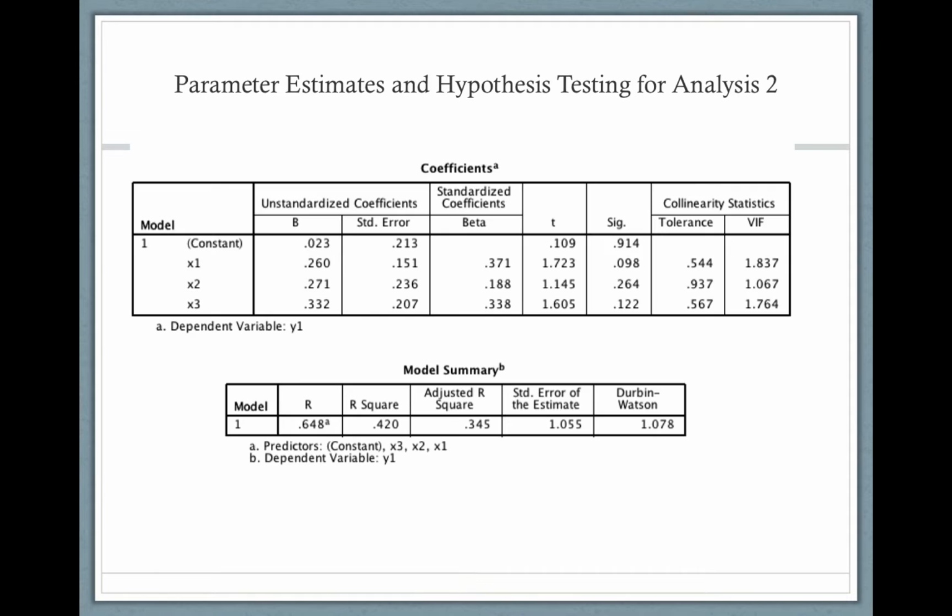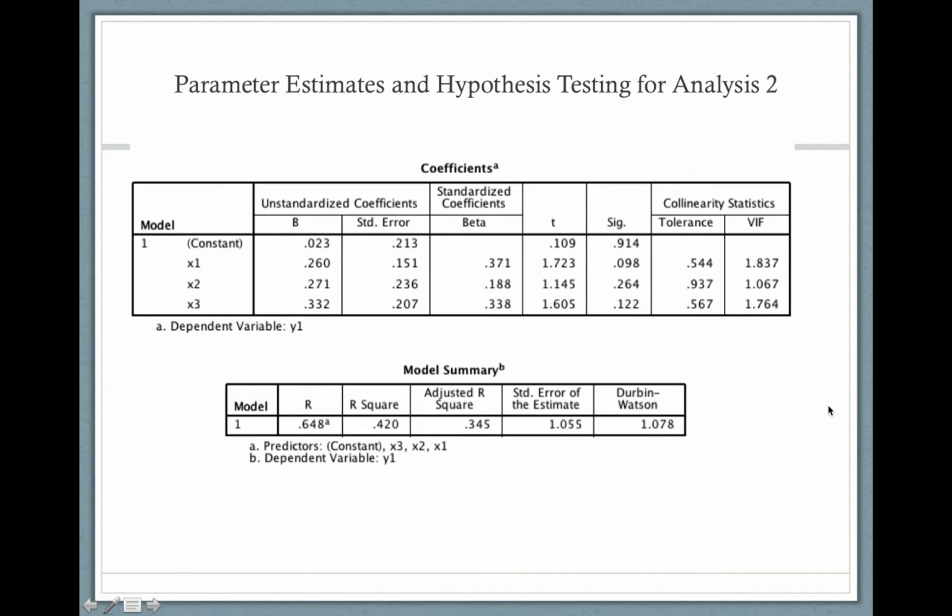As I said before, VIF values should be less than 4, so there's no problem of multicollinearity in the second analysis, as was the same in analysis 1. The sig values are all above 0.05, so we still fail to reject the null. And betas are all accepted as well.